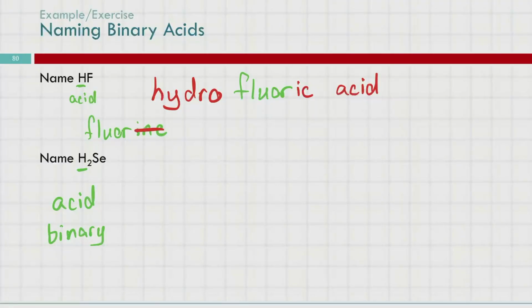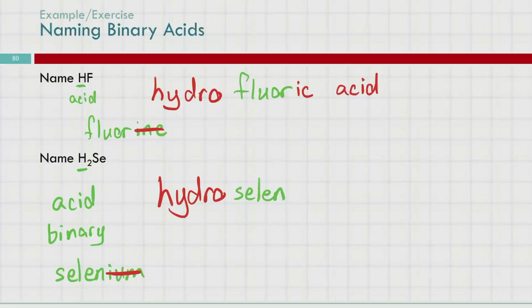So this is a binary acid because it's just two things. And our base, our non-hydrogen thing, is selenium. And so we drop the ium at the end. Since this is a binary acid, we use the hydro prefix. Our base for selenium is selen. We change the ending to ic and add the word acid at the end: hydroselenic acid.